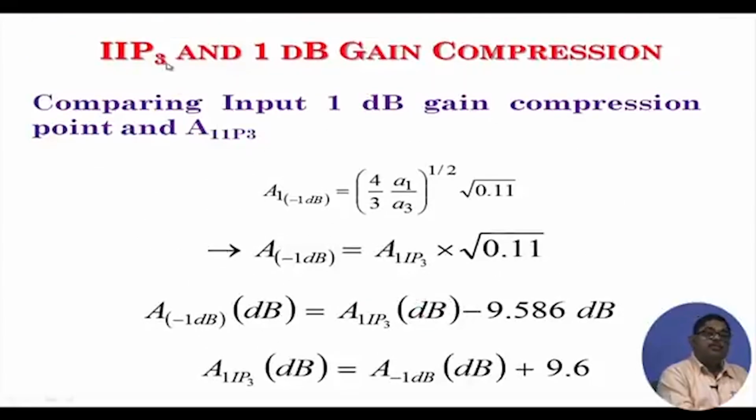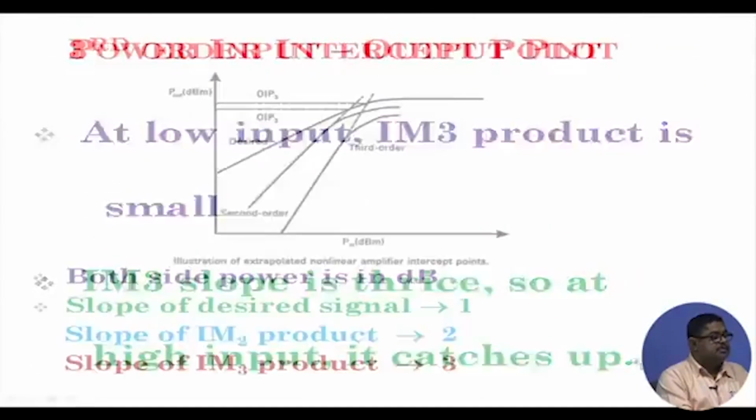Now, we have already said that we are concerned about IIP3. This 1 dB, this d should have been a smaller d, but in PowerPoint I think in the title page it comes like this. Now, comparing the input 1 dB gain compression point, because we have already seen what the input 1 dB gain compression point is, and now we have seen AIIP3. So, if we compare, the comparison is this, that AIIP3 is the 1 dB gain compression point plus 9.6. That means, let me show that graph.